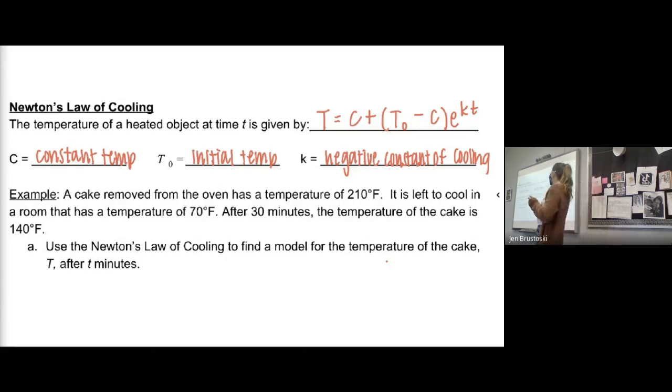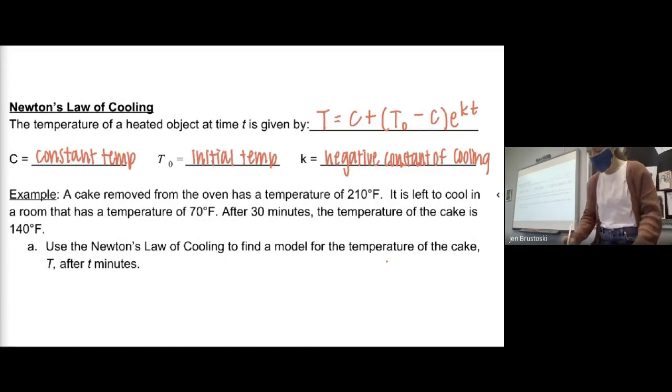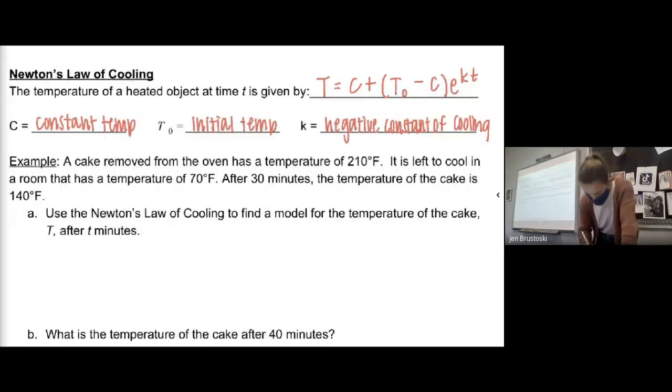Okay. The cake removed from the oven has a temperature of 210 degrees Fahrenheit. It is left to cool in a room that has a temperature of 70 degrees Fahrenheit. After 30 minutes, the temperature of the cake is 140 degrees Fahrenheit. And so we want to find a model for the temperature of the cake after T minutes. So I'm going to go ahead and write out T, C, T naught, K, and baby T.